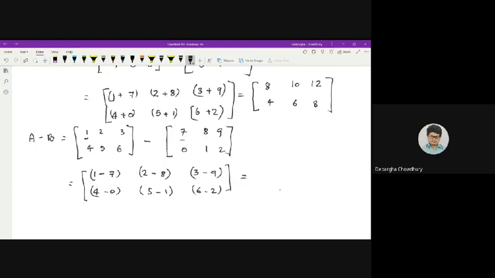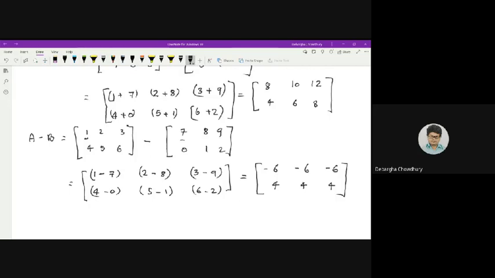Okay. And hence we would find our result as minus 6, minus 6, minus 6, 4, 4, 4. Oh, that's quite fascinating. Okay, so this is how we subtract or add two different matrices.